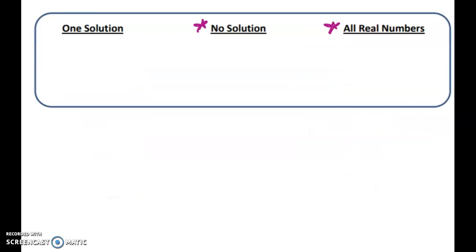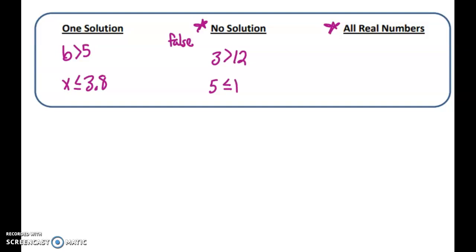So let's fill out our graphic organizer. If you get one solution, you'll get something like b is greater than 5, or x is less than or equal to 3.8, something with a variable. If you get no solution, it will be false, meaning 3 is greater than 12. That's not true. 3 is not bigger than 12. Or 5 is less than or equal to 1. That's not true. 5 is not smaller or equal to 1.